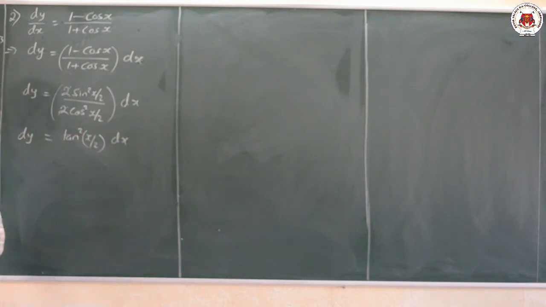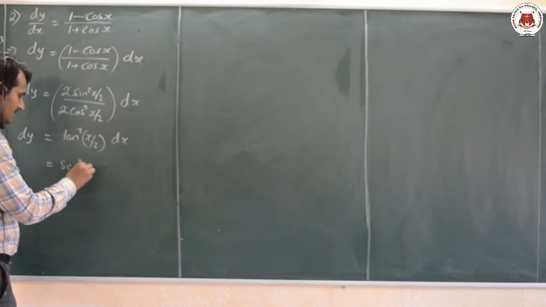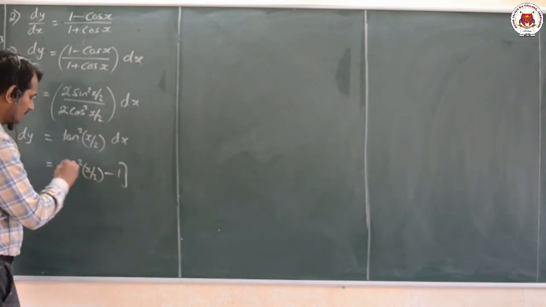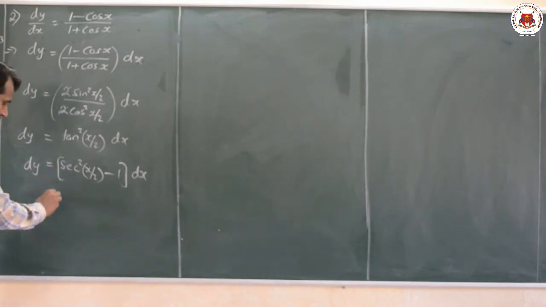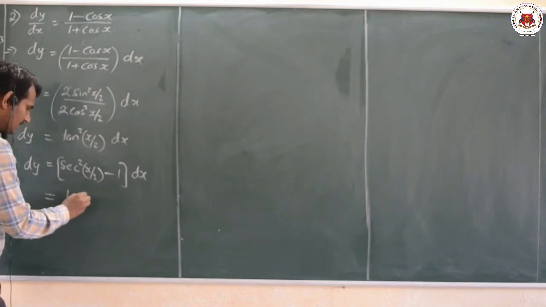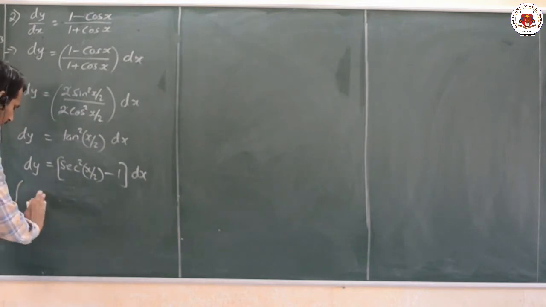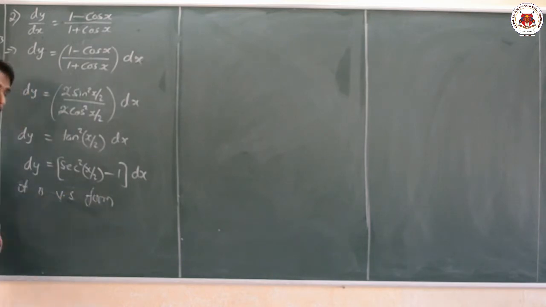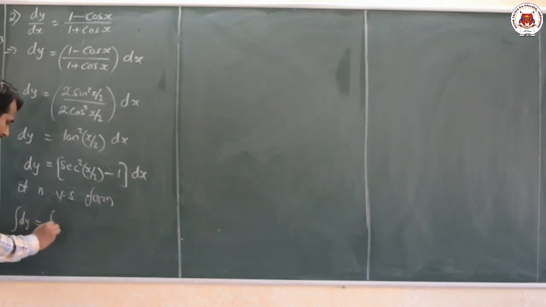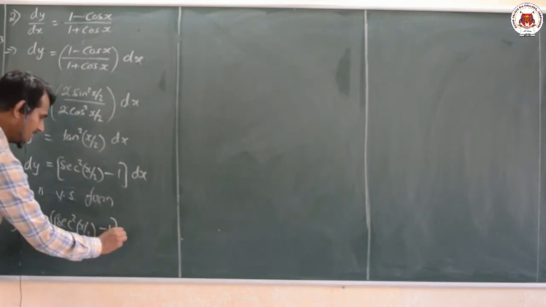That is dy. We know that 1 plus tan square is equal to secant square. So tan square can be written as secant square x by 2 minus 1, into dx. That is nothing but our dy. This is variable separable form, which means integrate on both sides: integration of dy is equal to integration of secant square x by 2 minus 1 into dx.